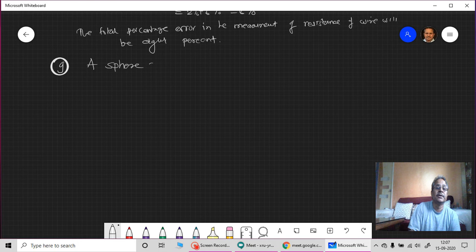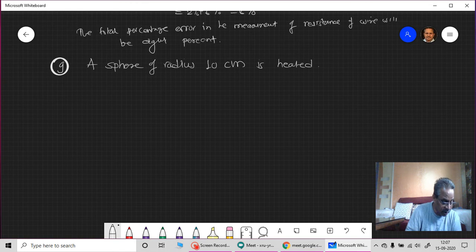A sphere of radius 10 centimeters is heated. So the sphere is heated by applying certain temperature. Find increase in volume. Increase in volume, so comma there.